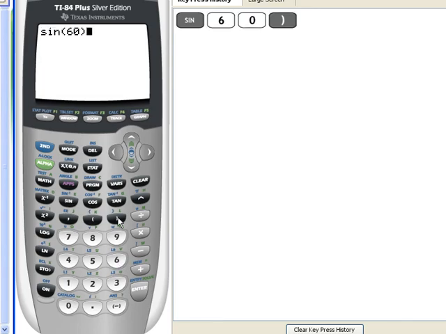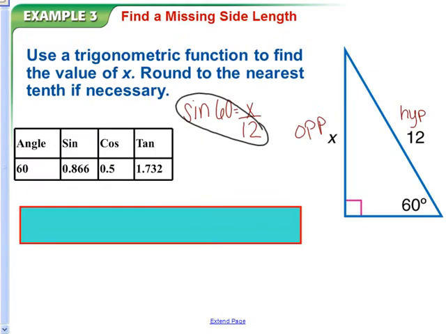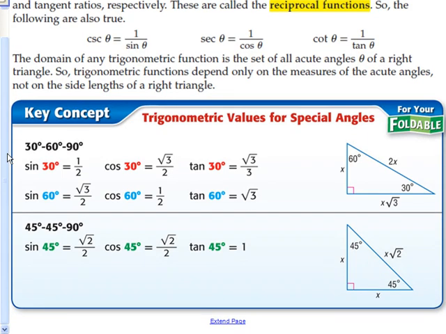Sine of 60, you must close the parentheses, times 12, and you get 10.939. Now, we could have used our special right triangle to do this as well. If we go back and look at the 30-60-90 triangle, the side with 60 gets labeled x. Hypotenuse is 2x, and the other one is x square root of 3.